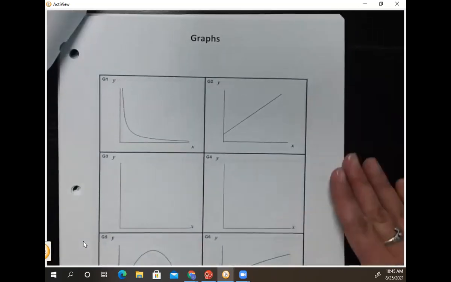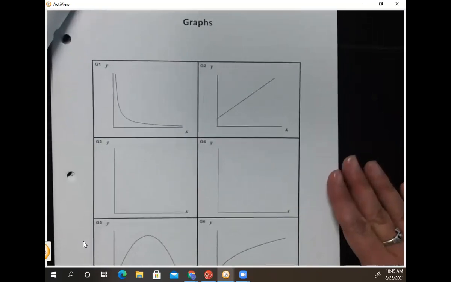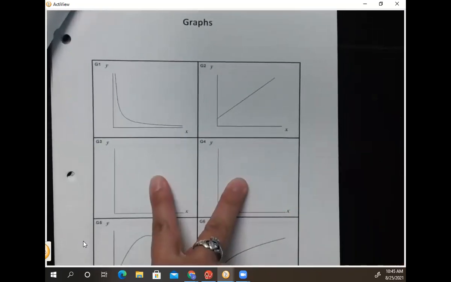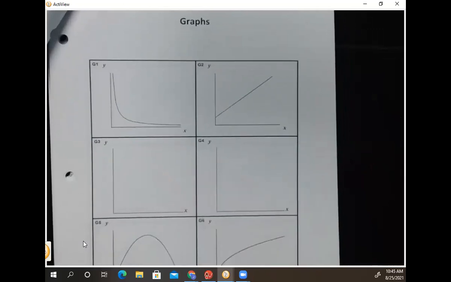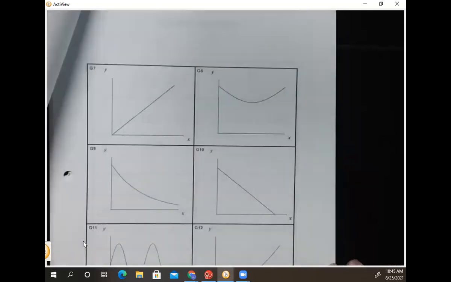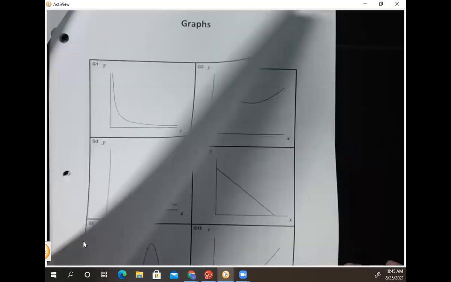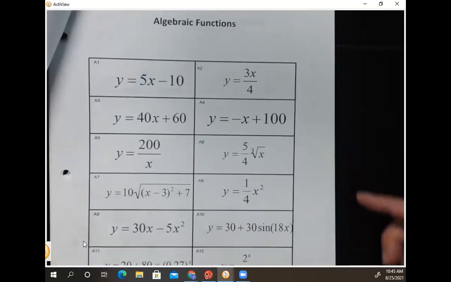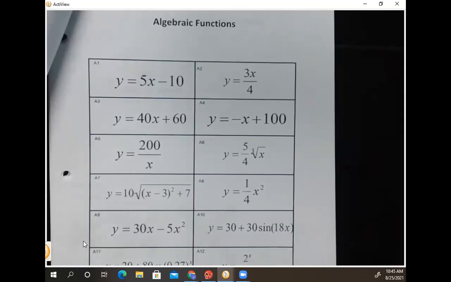On page 25 is the start of your graphs. Notice you have two blank coordinate planes, okay? So you'll have two equations that won't have a graph. So you'll fill those in here. So your graphs start on page 25 and continue on page 27. All of your equations are on page 29.